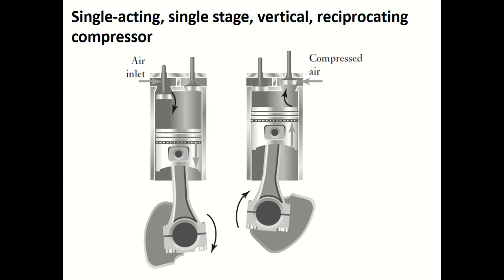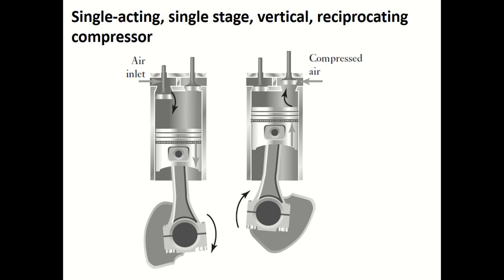So for a two-stage compressor, let us say, the air from the atmosphere is initially taken and compressed to say 2 bar, and then the second stage compresses the air to say 7 bar. So it compresses in different stages.